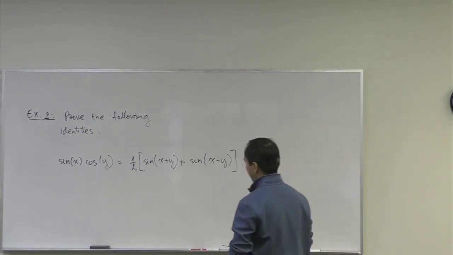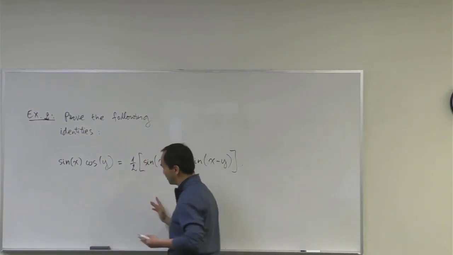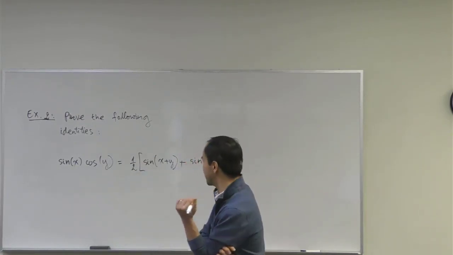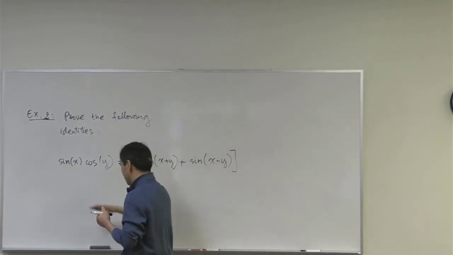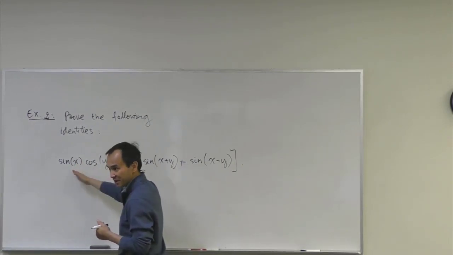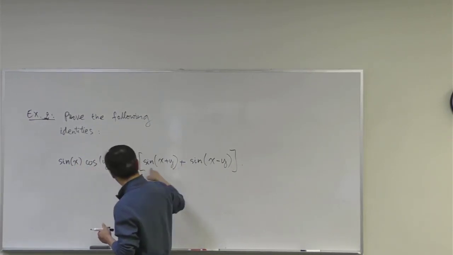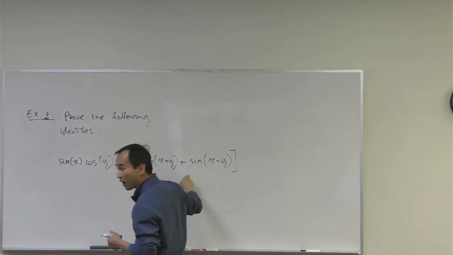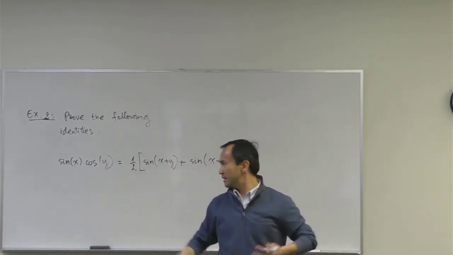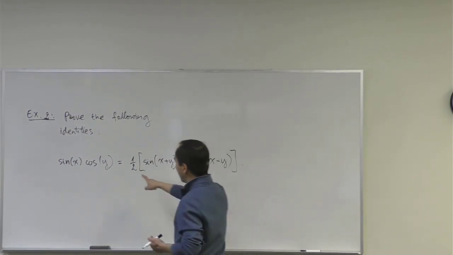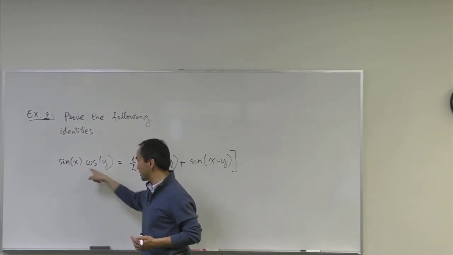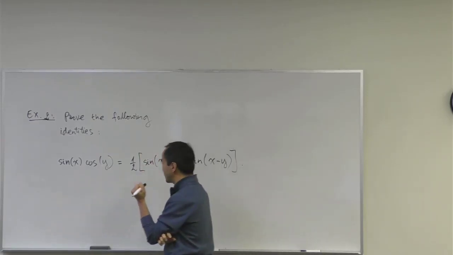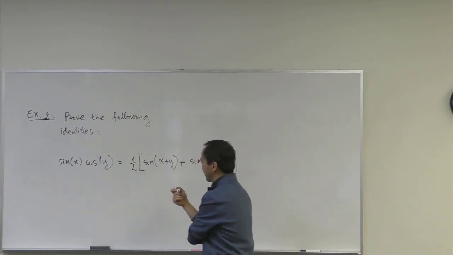So I have explained long ago when we started getting introduced to identities, right? An identity means it's an equality that's supposedly true for all values of the variables here. So the variables we're looking at now are x and y, right? Let's say we want to prove that this equality here will be true for all angles x and y that we substitute into it.